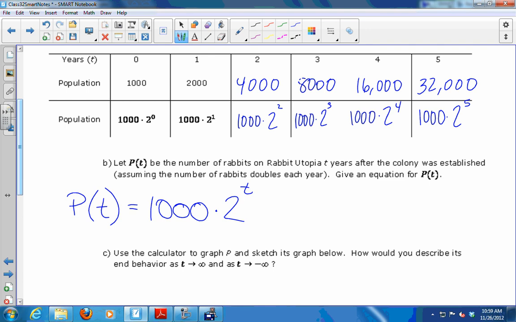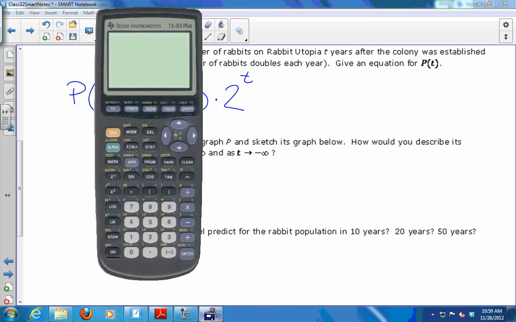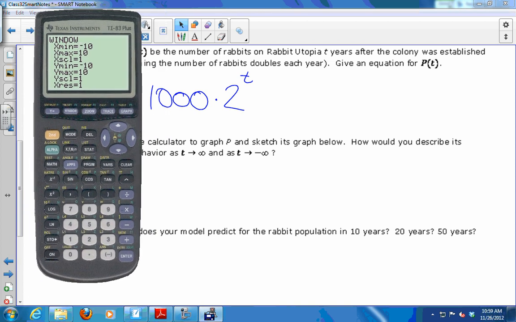So then I want to sketch this graph to look at its end behavior. So I'm going to have to use my graphing calculator. And I want to graph 1,000 times 2 to the t. 1,000 times 2 to the x, because x is my independent variable on the calculator, so I'll use x. And then I have to choose a good window. T is representing time, so it wouldn't really make sense to go before 0, except that they did ask me what happens as t goes to negative infinity. So maybe negative 10 to 10 would be fine.